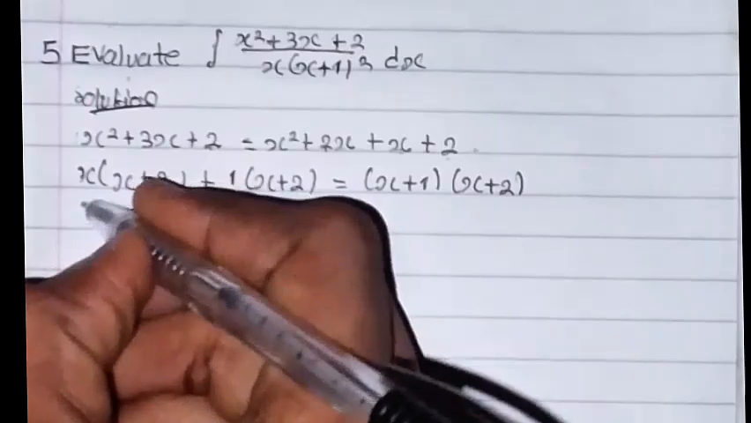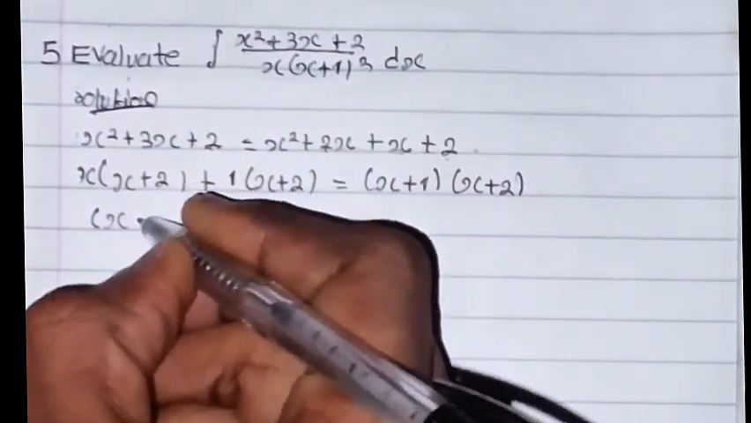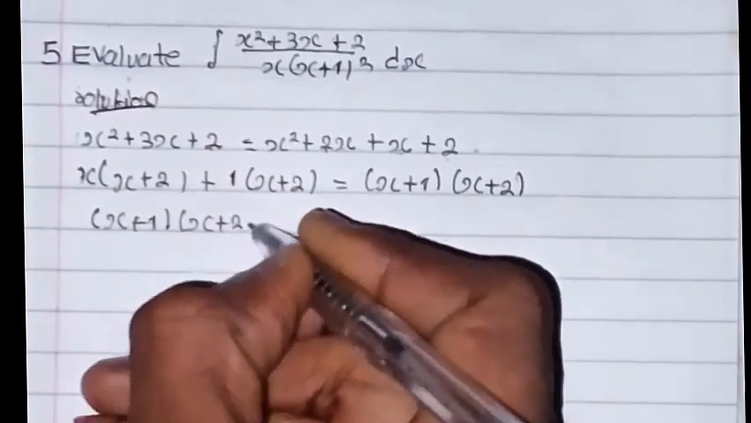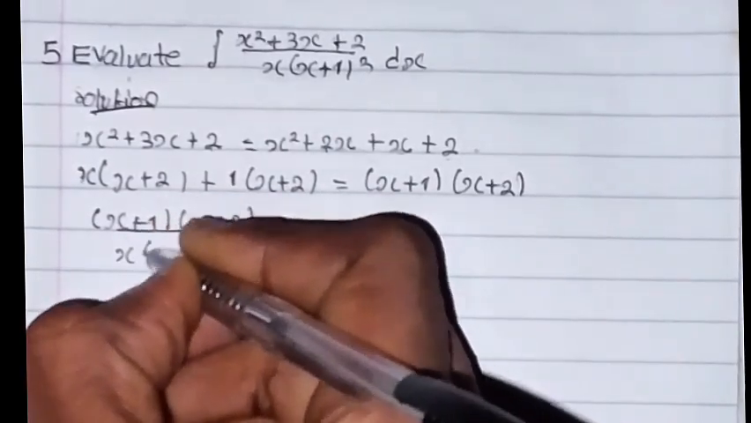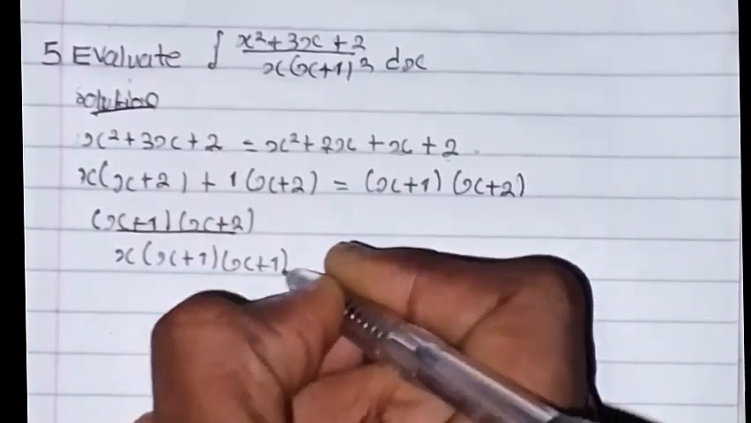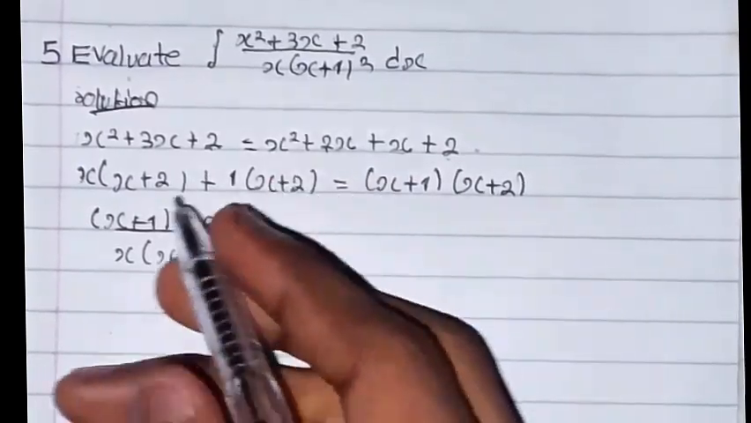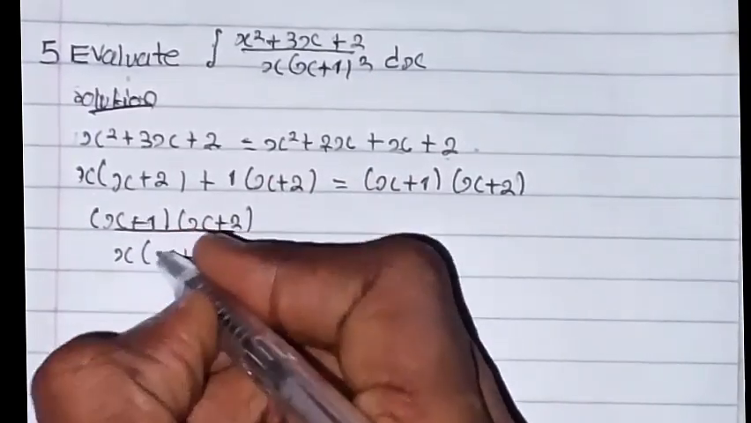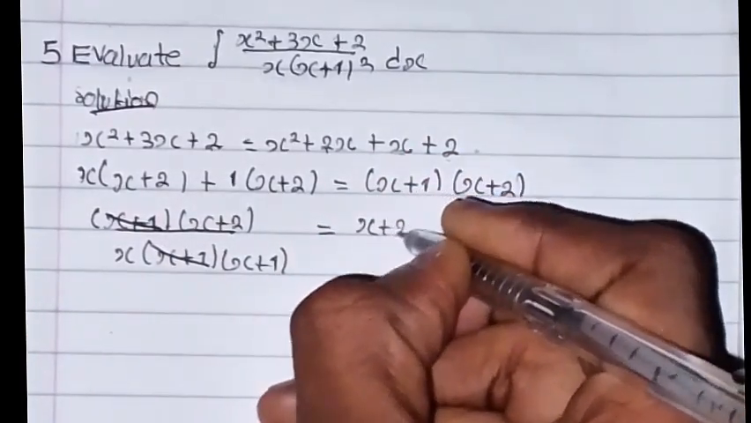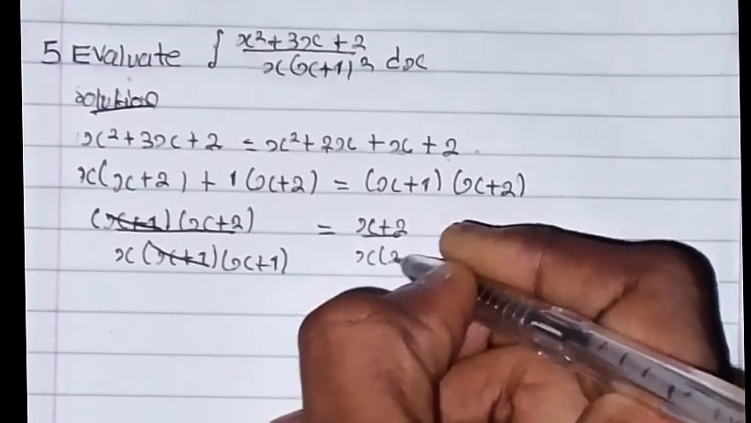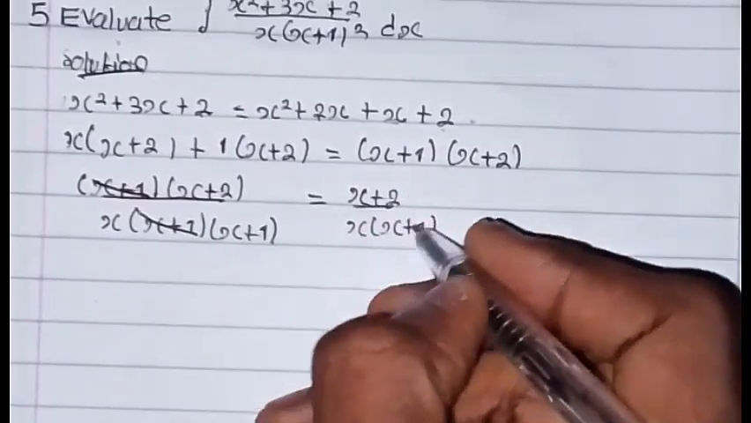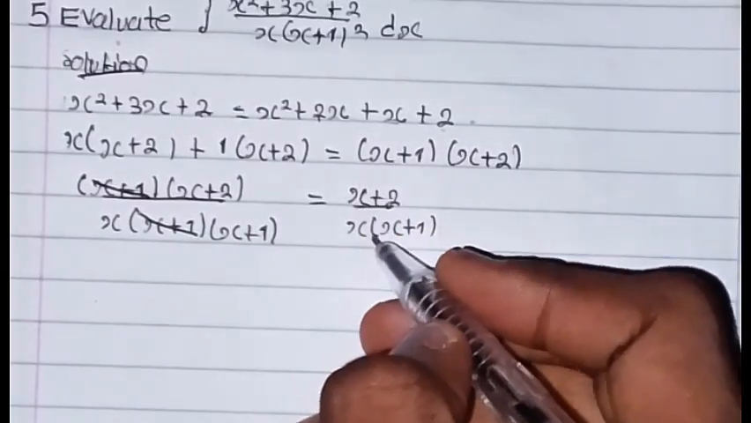Alright, so now let's write that equation again. We're asked to find the antiderivative of x plus 1, x plus 2, all divided by x, x plus 1, x plus 1. Remember, x plus 1 times x plus 1 is the same thing as x plus 1 all squared. So we have x plus 1 in the numerator and x plus 1 in the denominator. We can cancel them out. What we'll be left with is x plus 2 over x, x plus 1.